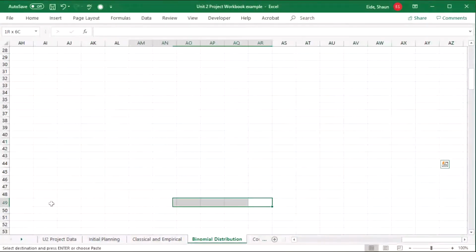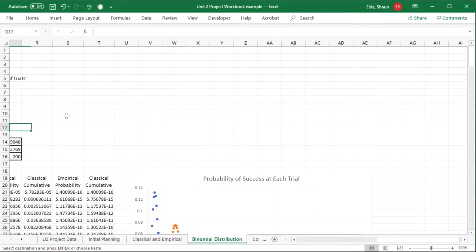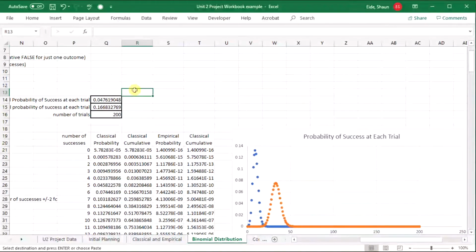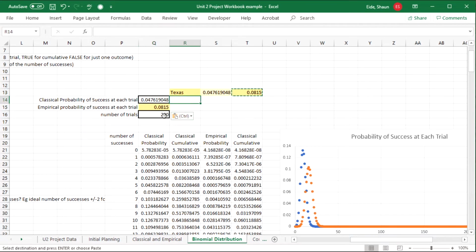What is the probability that an observation is going to come from the state of Texas? So I'm going to put right here. So this is the classical probability. So I'm going to put what is the classical probability of success? I've got it right there. And then what is the empirical probability of success? I'm going to put that right there. Still, number of trials is 200.